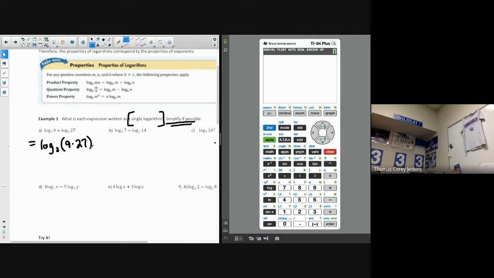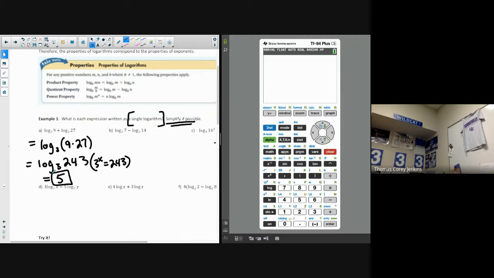That's going to be 243. All right, and then we can simplify that because 3 to some power does equal 243. Remember, that's what that means. So this means 3 to the power of what equals 243. That would be 3 to the 5th power, okay? So this is equal to 5. And again, that's true because 3 to the 5th is equal to 243.